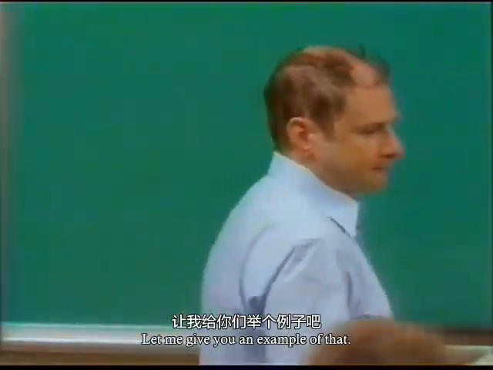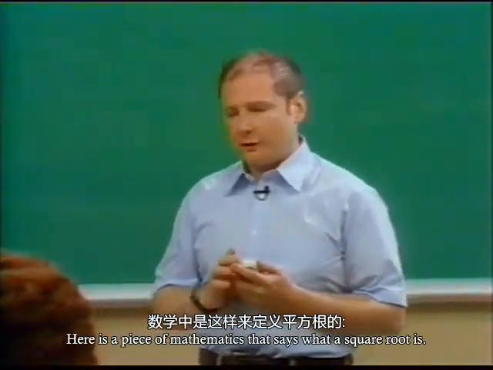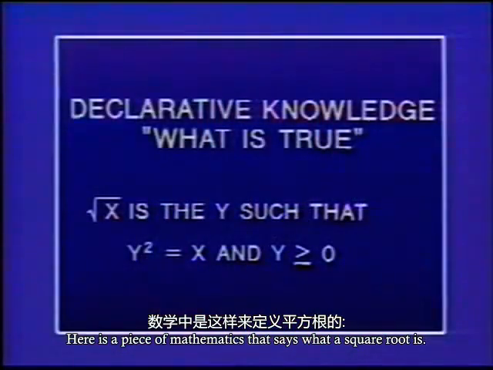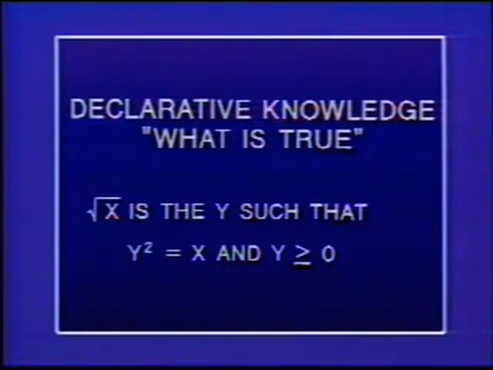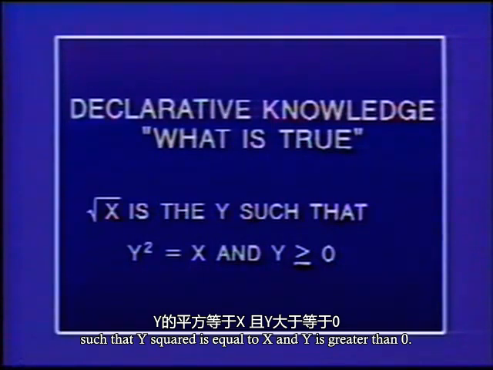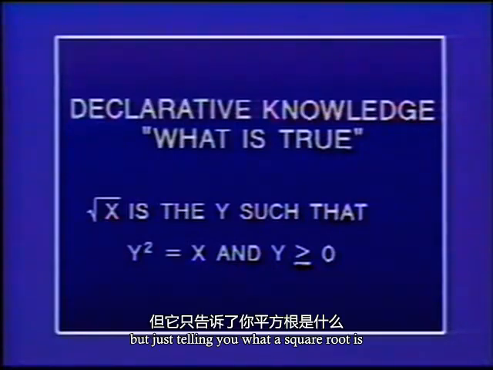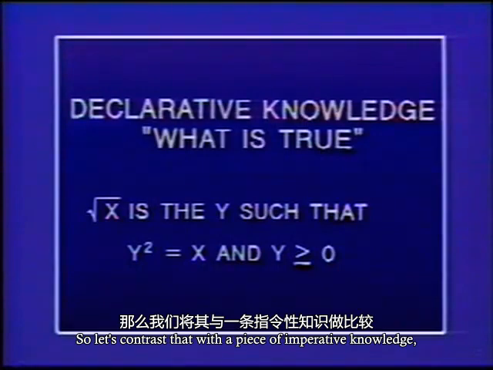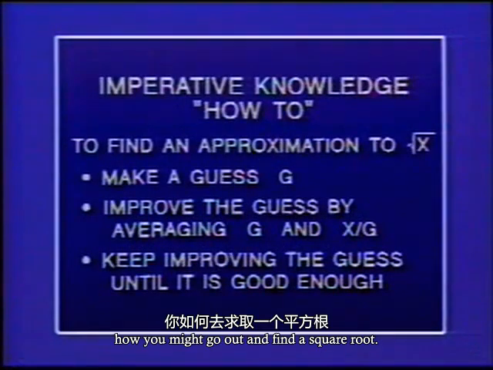Let me give you an example of that. Let's take a look. Here is a piece of mathematics that says what a square root is. The square root of x is the number y such that y squared is equal to x, and y is greater than 0. Now, that's a fine piece of mathematics, but just telling you what a square root is doesn't really say anything about how you might go out and find one. So let's contrast that with a piece of imperative knowledge, how you might go out and find a square root.